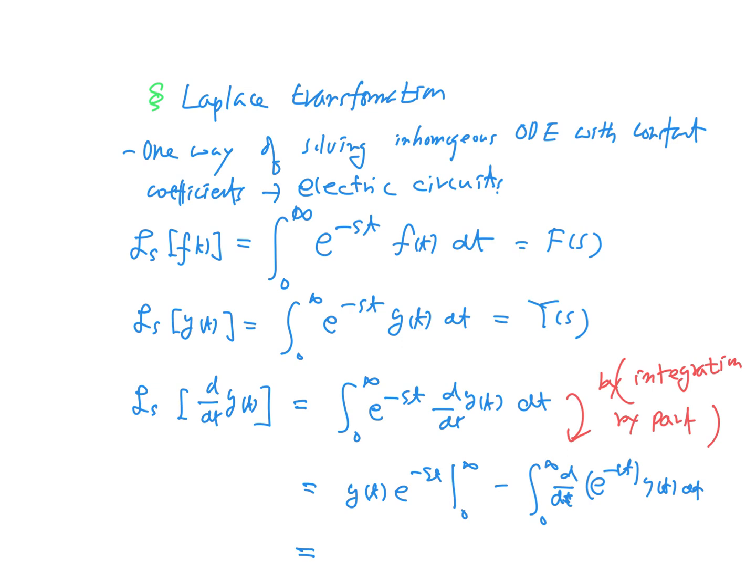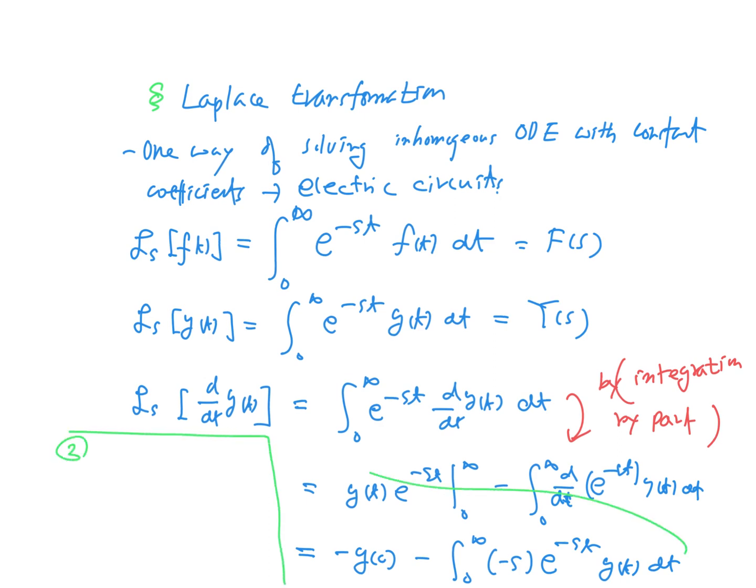So s is non-zero. So what happens if t goes to infinity? Exponential minus st goes to 0, right? So that becomes minus y(0), and minus of minus s, the integral of e^(-st) y(t) dt, and we have some space. So this becomes minus y(0) plus s times the integral, which is s Y(s) minus y(0).